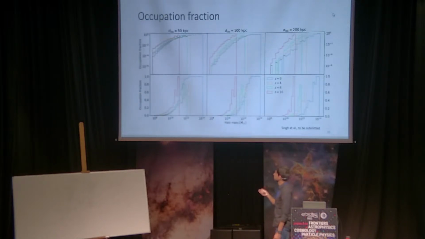Now we can also look at the occupation fraction which we get. The top row shows it in log scale, and the bottom is in linear scale, for 3 different isolation distances and different redshifts. What we can take away from this is that at 0 redshift, most of the halos at the higher mass end are always occupied by black holes, since the occupation fraction always goes up to 1.